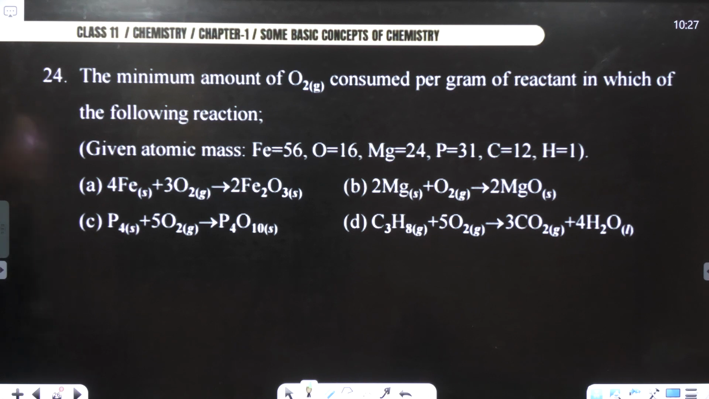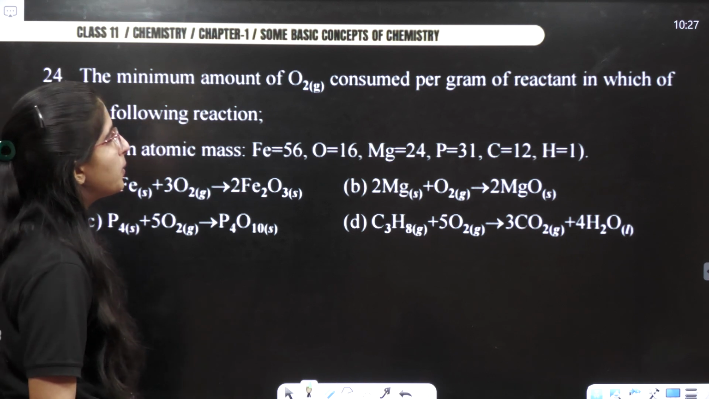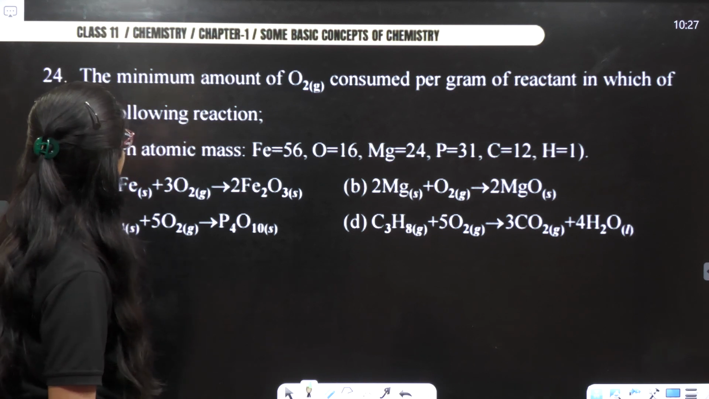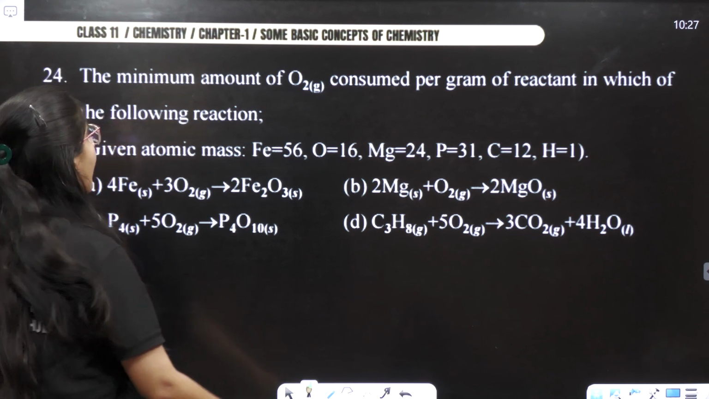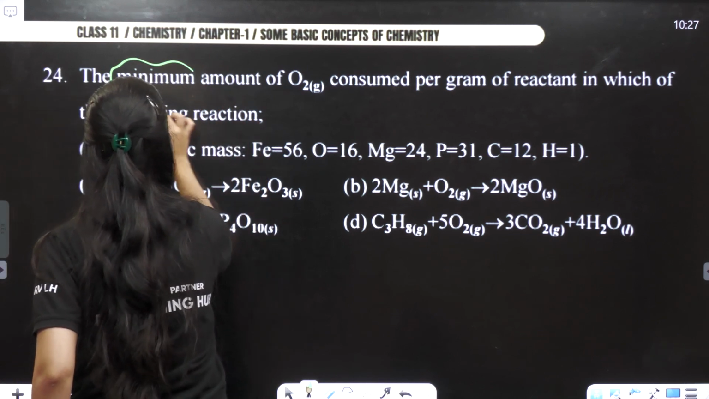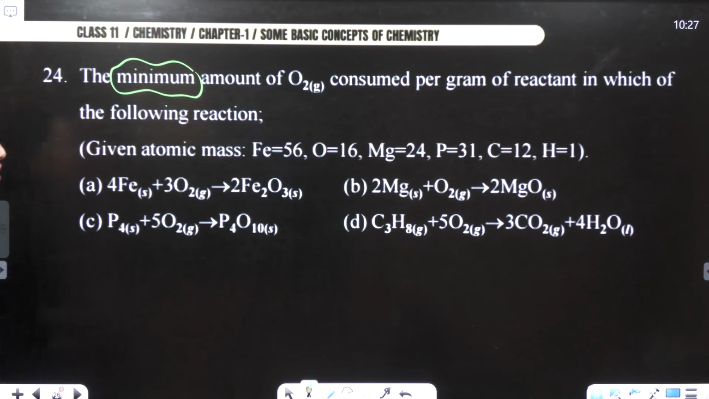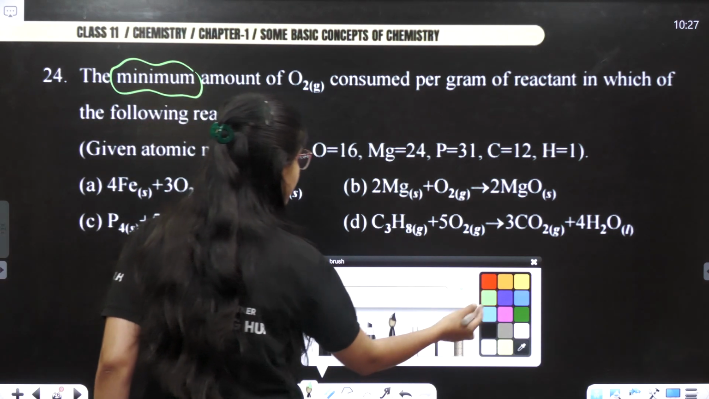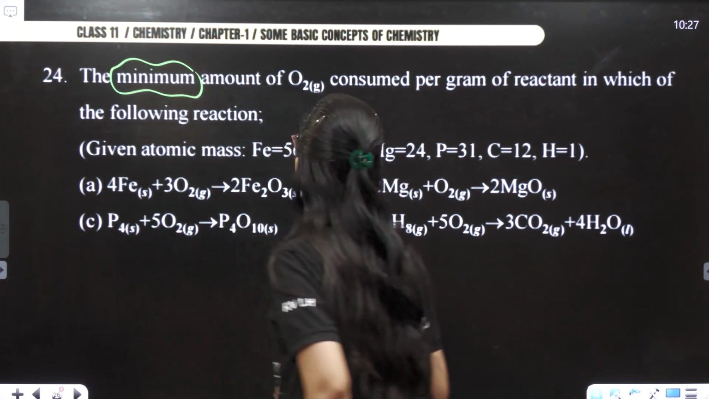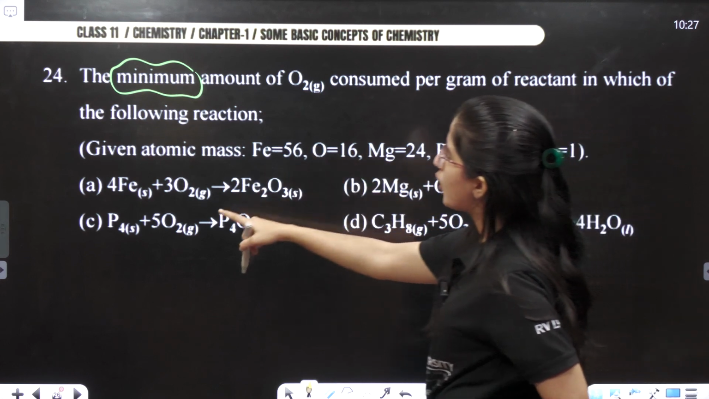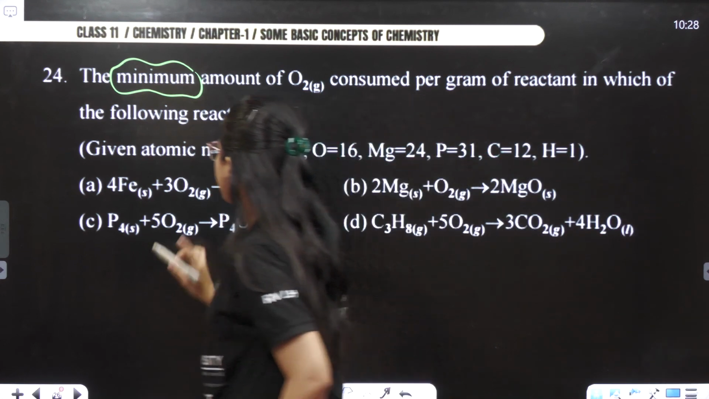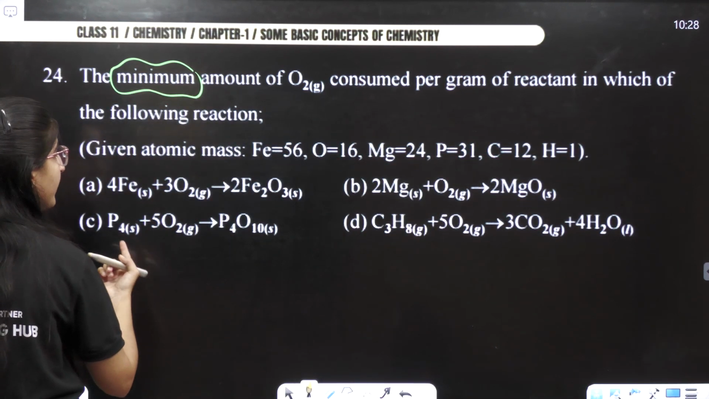Next question. The minimum amount of oxygen consumed per atom of your reactant in which of the following reactions? So they have asked about minimum oxygen, where it will be consumed. So in all the cases you can clearly see here, 4 moles of iron. For one case I will do it, and next we will find the least ratio.